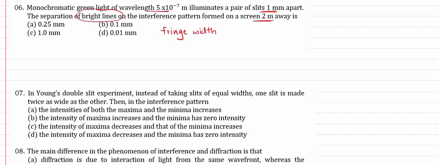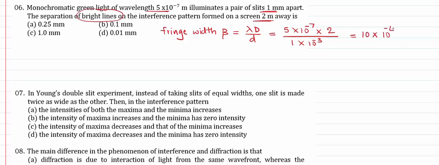Separation between two bright lines or two consecutive dark lines is the fringe width, and that is given by lambda capital D by small d. Substitute. Lambda is 5 into 10 raised to minus 7. Capital D is 2 meters, divided by small d, which is 1 mm, means 1 into 10 raised to minus 3. If you simplify, 5 into 2 is 10, and minus 7 minus 3 gives 10 raised to minus 4, or you can say 10 raised to minus 3 meters. So 10 raised to minus 3 meters is nothing but 1 mm.